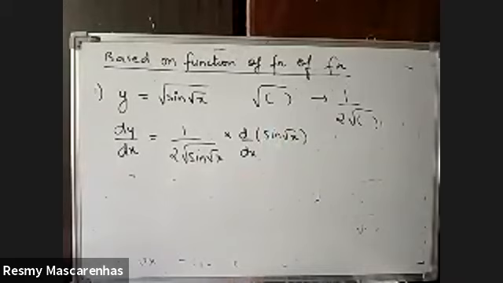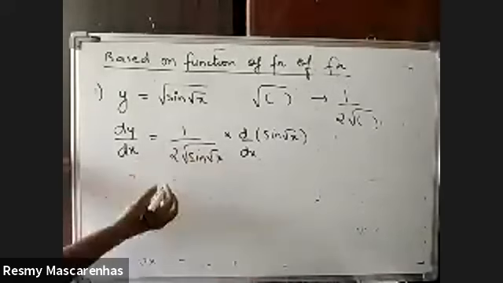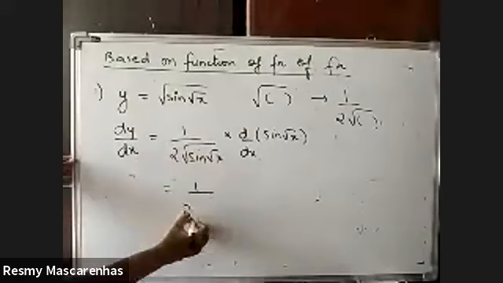So what is the derivative of root x? 1 upon 2 root x. And then the extra derivative of that, whatever was inside the root sign. So this will be our first step. Now this is the answer you got. Don't do anything to this. Write it as it is.